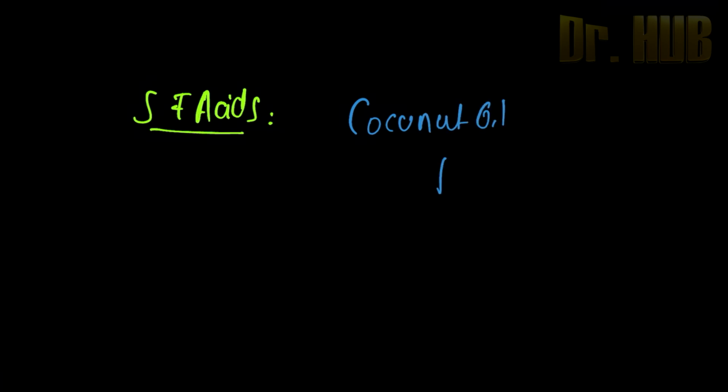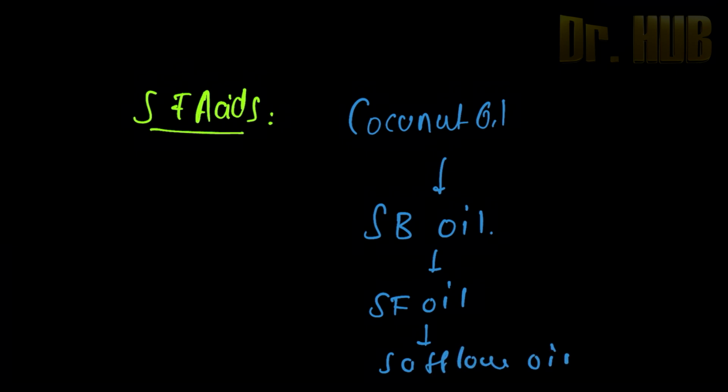So what we can see is, in descending order, first we will have the coconut oil, followed by the soya bean oil. Next will be the sunflower oil, and lastly the safflower oil. So this was about the saturated fatty acids. Next we will dive into the monounsaturated fatty acids.